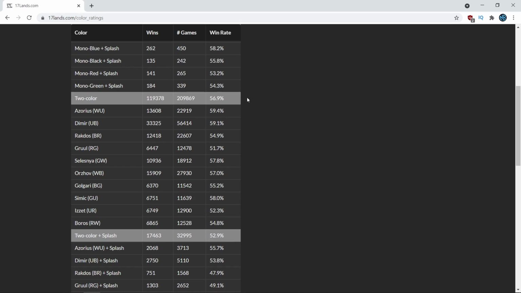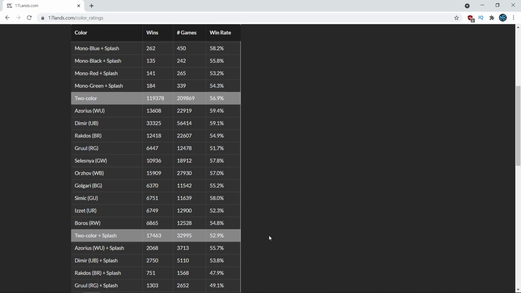And I want to highlight that right now because I think it's very interesting to see that if you play two colors plus a splash, your aggregate win rate goes down by almost 4 percentage points when compared to just playing a two color deck, which tells me that people are splashing too aggressively, they're splashing without mana fixing, and they're potentially splashing cards that aren't really worth splashing. So keep that in mind during your drafts.